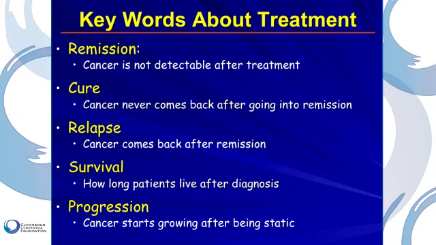Cure: a cancer that never comes back after going into remission. Relapse is when the cancer comes back after the remission. Survival is defined as how long the patient lives after diagnosis. Progression is when the cancer starts growing after a period of being static.